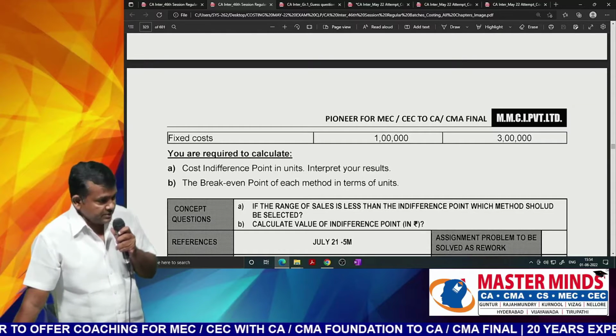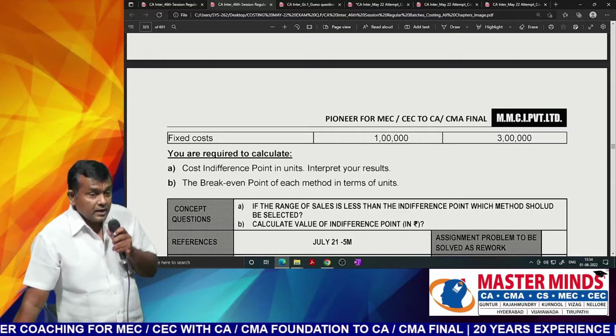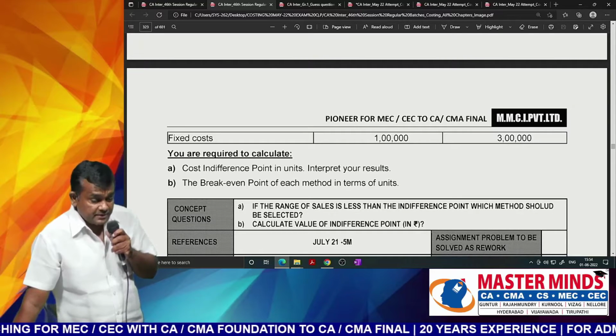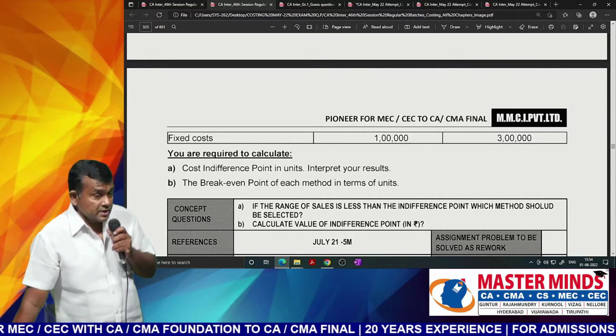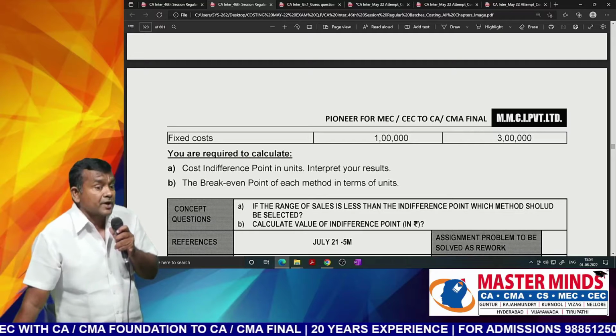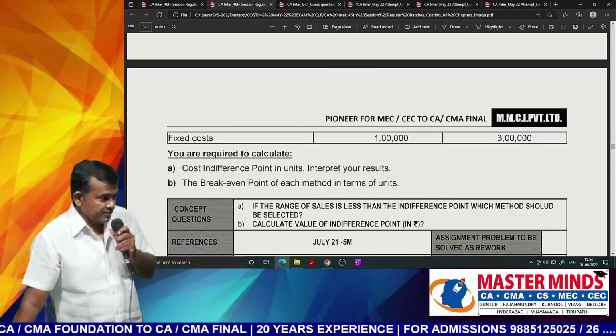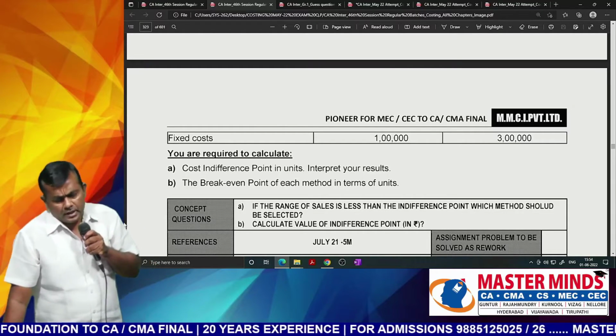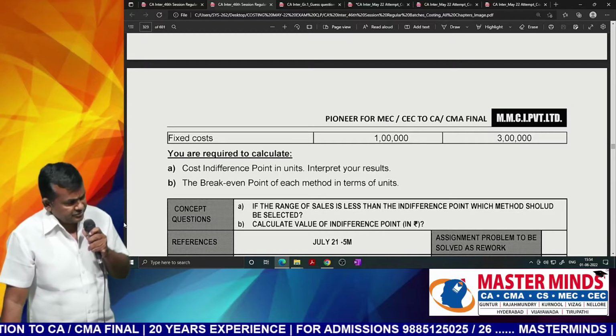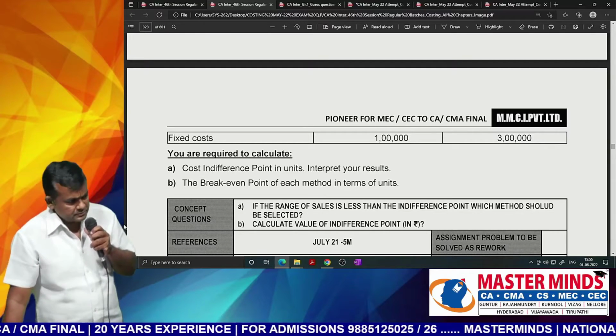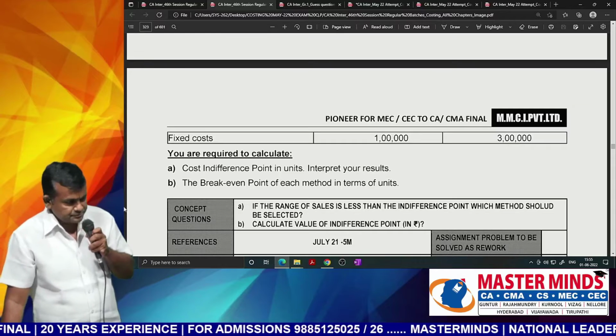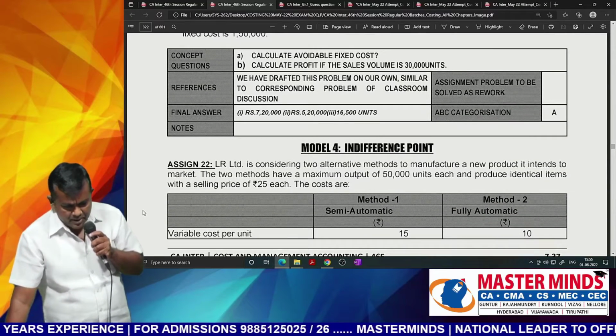But in the examination, the question is asking to choose the machine on profit basis. So you can select any mode, either profit motive or indifference point mode. Right. So this is the 1C.